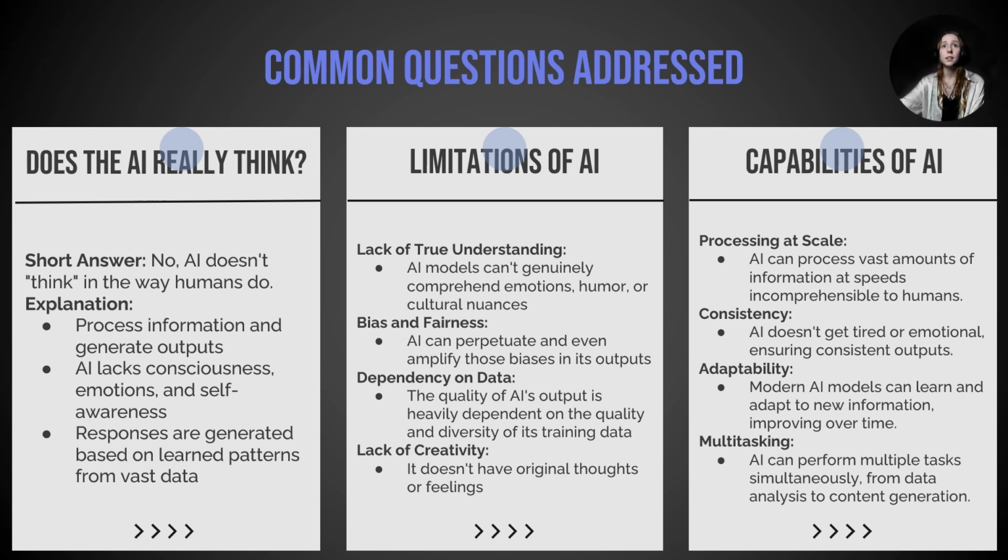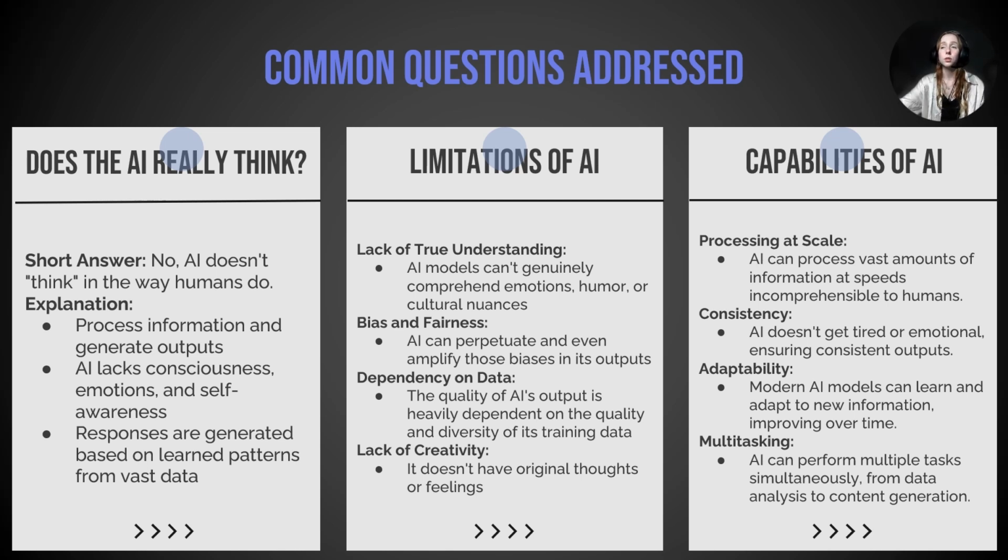And then going into the limitations of AI, as far as a lack of true understanding, AI models don't understand context and nuance in the same way humans do, and they can't genuinely comprehend emotions, humor, or cultural nuance. There's also bias and fairness. So say you give information to ChatGPT and this information possesses biased data, AI can perpetuate and even amplify those biases in its outputs.